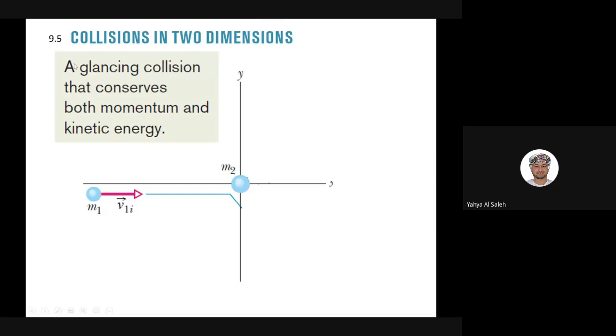Let's take the example of a glancing collision. You have M2 here in the center, and a particle is coming from V1, hits it at the corner, and then it continues in this direction. Now, this type of collision, although in 2 dimensions, or even if we go to 3 dimensions, still has to conserve both momentum and total energy. It might or might not conserve kinetic energy, but it still needs to conserve total momentum and total energy. In this case, we will take a simple example that actually conserves both of them.